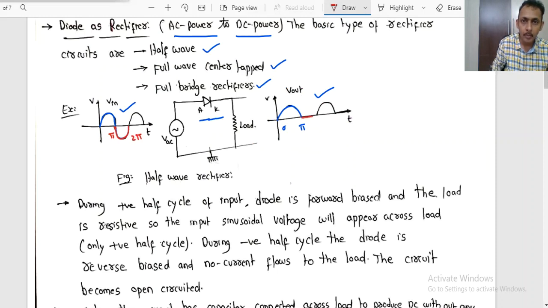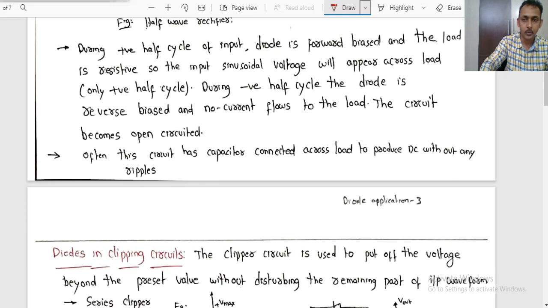Now from pi to 2 pi, this diode acts like an open circuit, and there won't be any conduction, and no voltage will appear across the output. Here across the output we have connected a load resistor RL. So from pi to 2 pi, again there is no conduction through the diode, right? Like this, it converts the given input AC waveform into pulsating DC. So this is how we use the diode as a rectifier circuit.